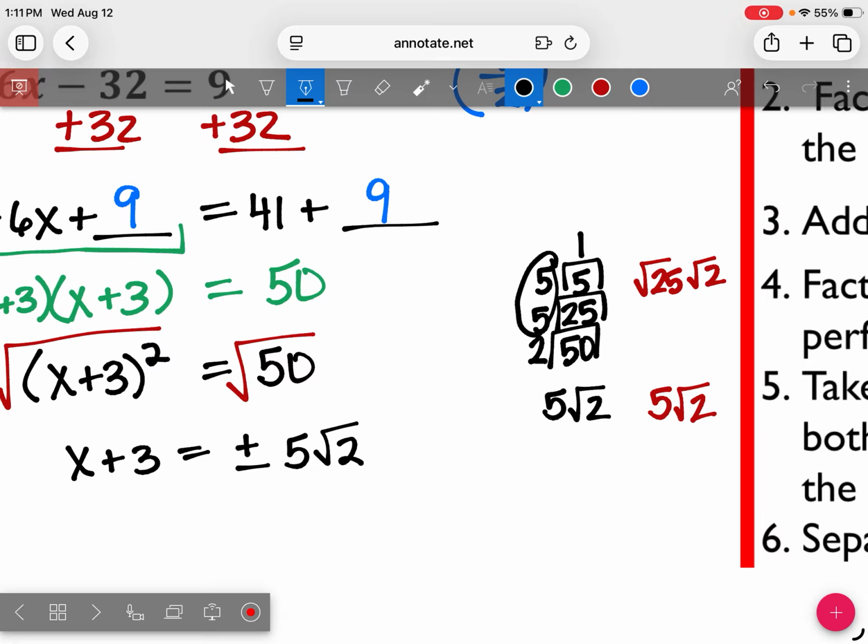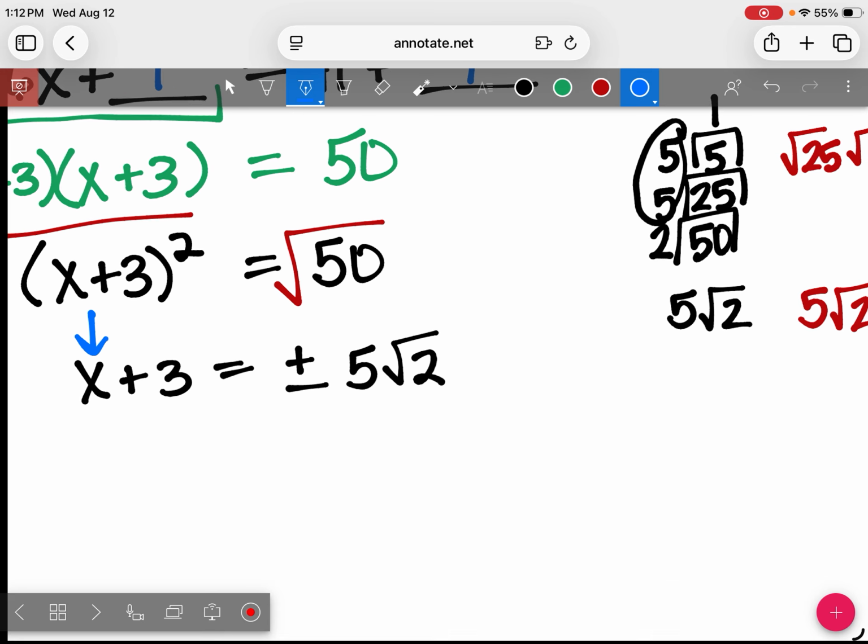Okay, this time we don't have to separate it, and the reason why is because we don't have a perfect square. So the only thing we have to do is solve it. And to solve it, we just need to get x by itself. So in other words, I have to move over that positive 3.